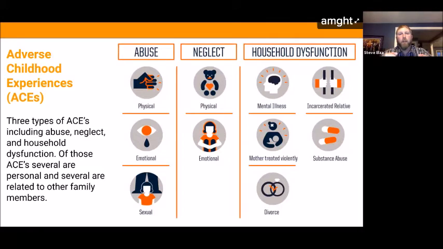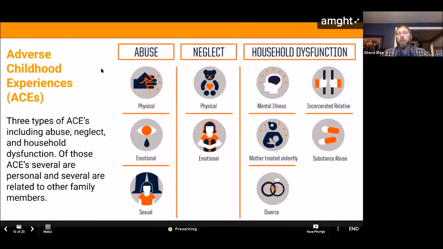This initial study started in 95 to 97 with 17,000 people. The initial test was quite long, 60 plus questions and 17 plus pages. They've boiled this down into 10 areas for us to focus on. When we talk about ACEs, we're talking about adverse childhood experiences. We're going to talk about getting to know what kinds of negative experiences these kids have had in their life that can affect how they react in your classroom when they become dysregulated.